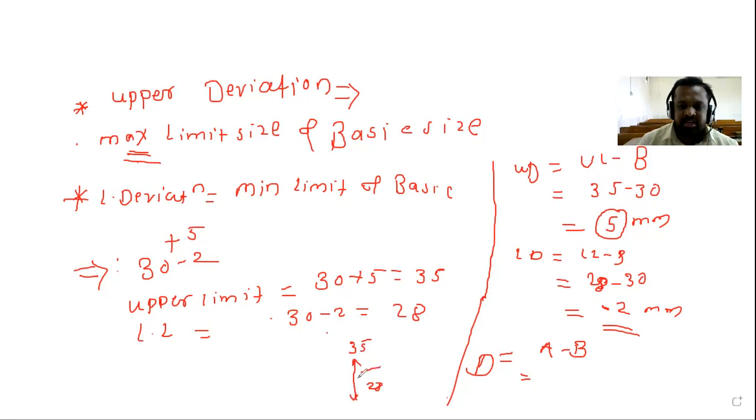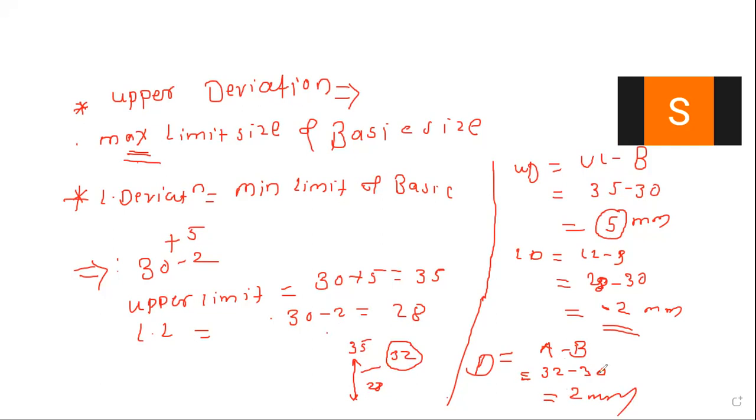The actual size will come somewhere in the middle. For example, we will take 32 after production. Then what is the deviation for that? Actual size is 32 minus 30. What is the deviation? 2 mm deviation. Okay, so understood?